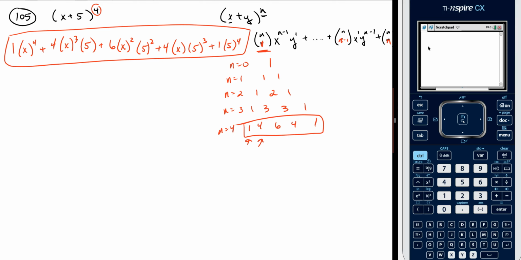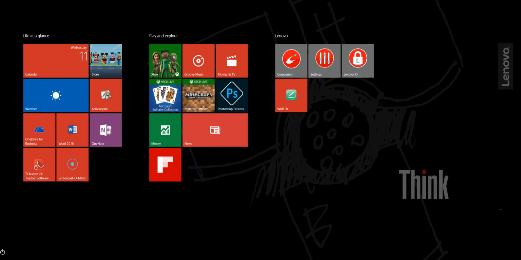So 1 times x to the 4th is just x to the 4th, plus 4 times x cubed times 5 is going to be 20x cubed, plus 6x squared times 5 squared. So 5 squared is 25. 25 times 6 is 150x squared, plus 4 times x times 5 to the 3rd. So 5 to the 3rd is 125 times 4. That's going to be 500x, plus my last term is 5 to the 4th.